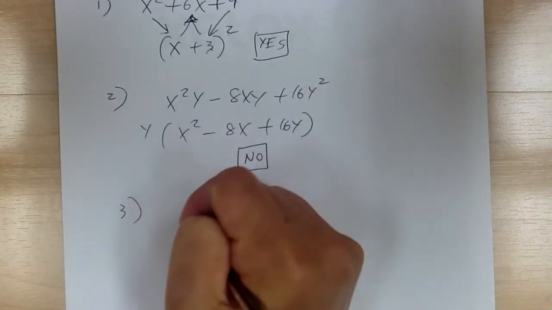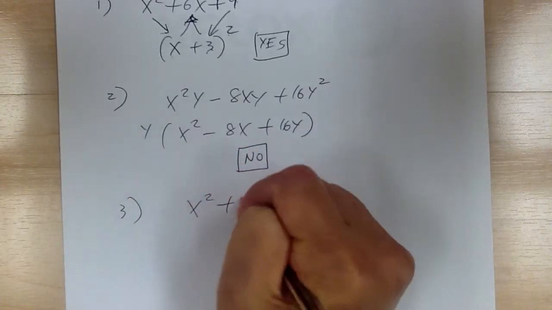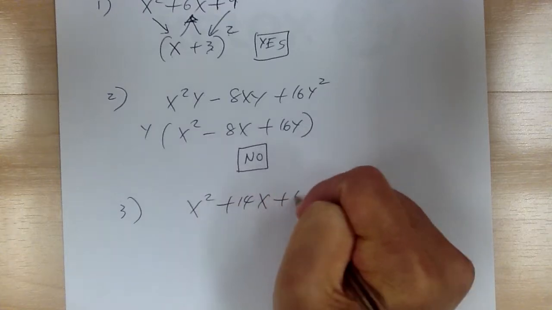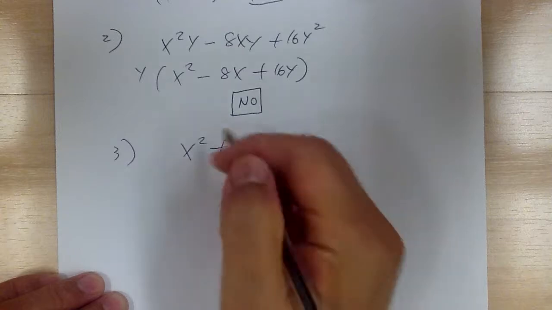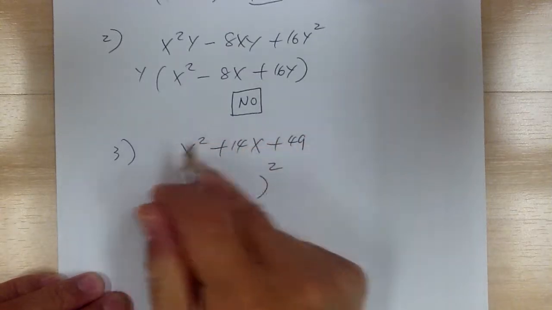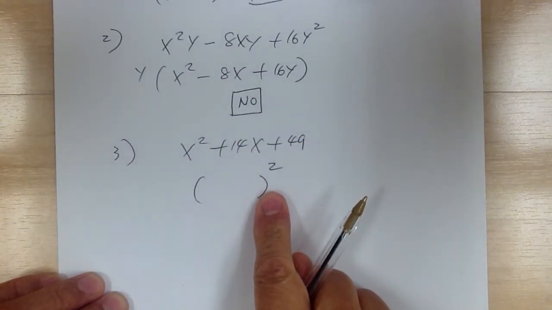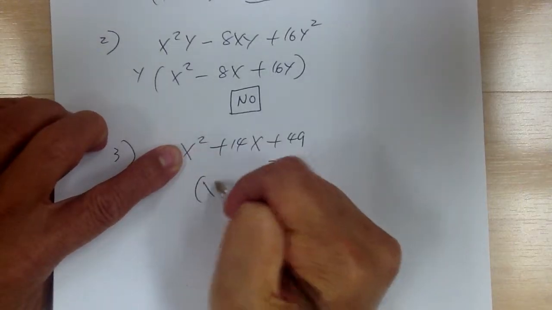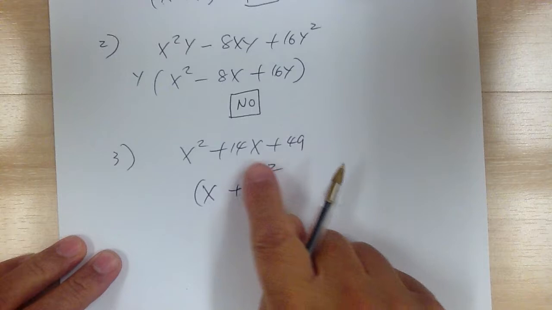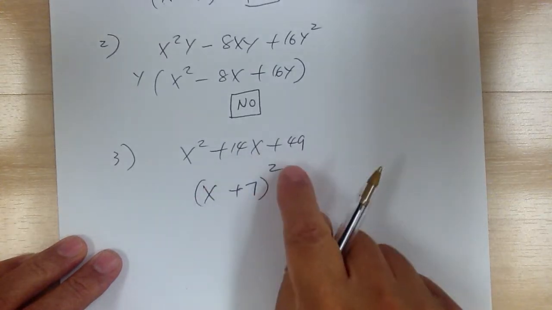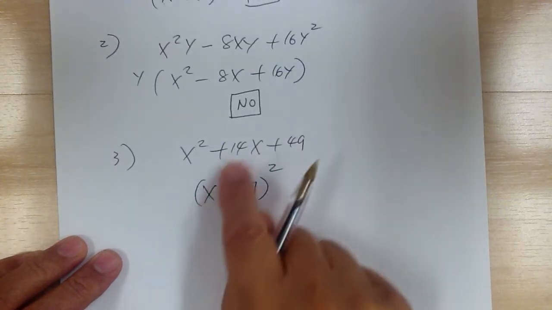Number 3, you got x squared plus 14x plus 49. Okay, so step 1 common factor, cannot. So step 2, you have 3 terms, you check for the perfect squares. So from here you need to get x. From here you need to get plus 7. And then you check the middle term. Right? So 2 times 7 is 14 times x is 14x.